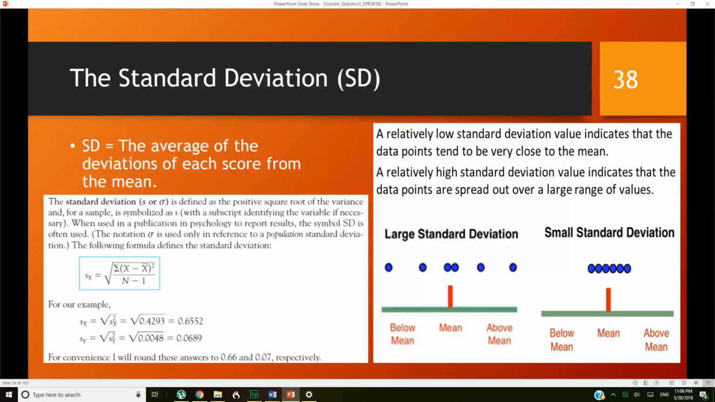The standard deviation is the positive square root of the variance and is symbolized as an S. Sometimes it is written as SD. Here you see the formula with the blue rectangle around it, showing that S sub x equals the square root of sigma, or the total of all x minus x bar squared, divided by n minus 1.